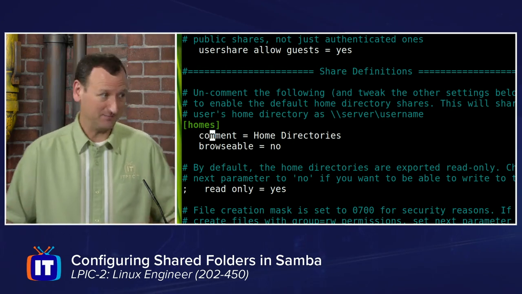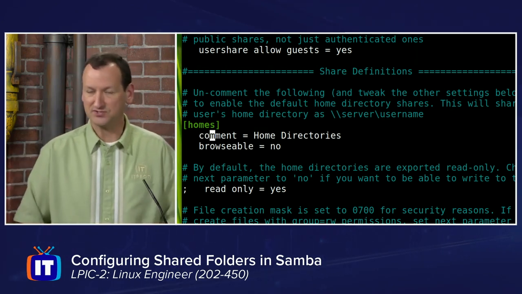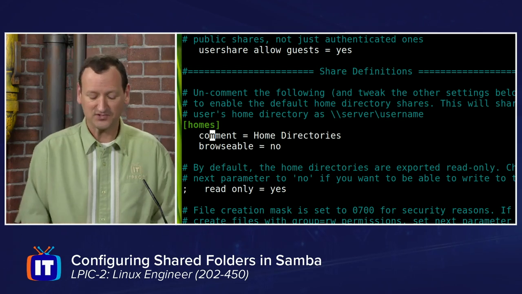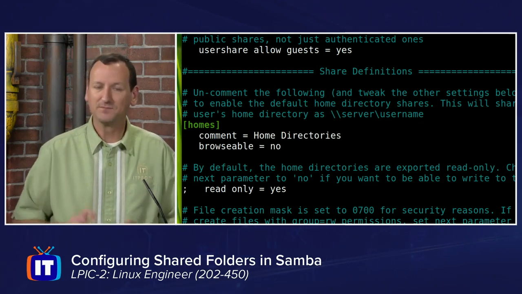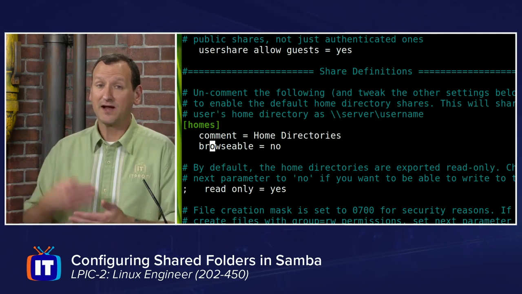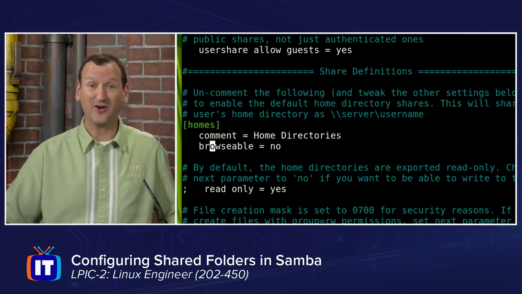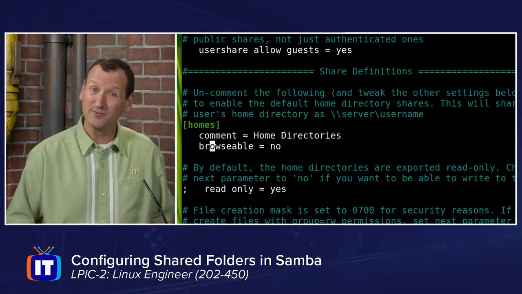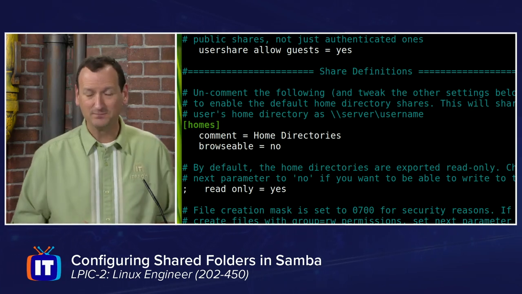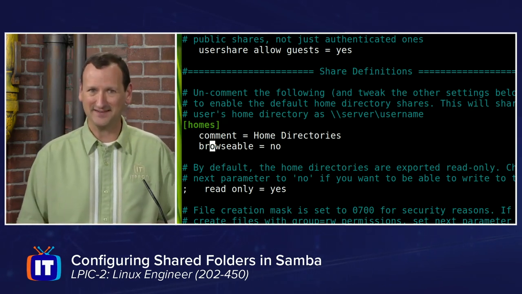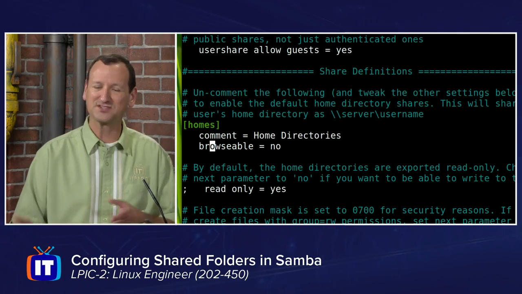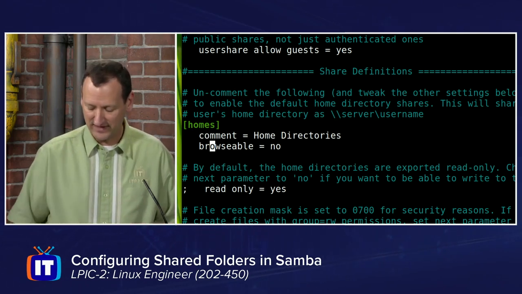Comment, that's just a name, a descriptor, right? So here it says home directories. You can change that to whatever, but home directories are what these are. Browsable. Browsable means when somebody browses to the server, can they see a list of all of these folders? In other words, could they get all of the usernames on my network? We don't normally want that. So I'm going to say no to that because users know their own username. They should be able to browse right to their folder because they already know the name. So I'll leave that alone.